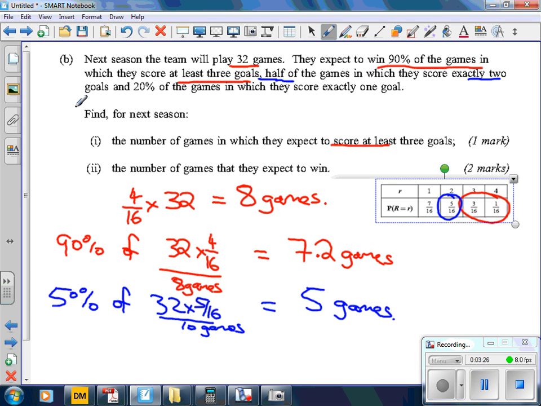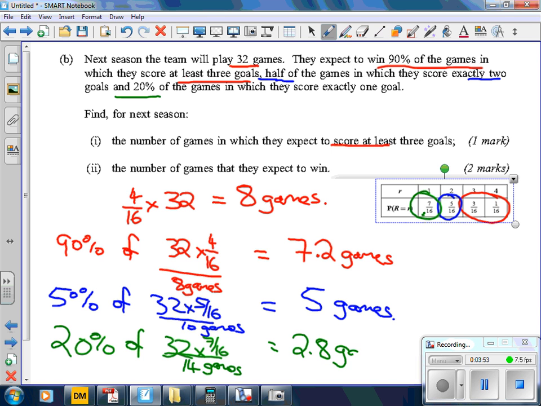And the other bit, they're going to win 20% of the ones in which they score 1 goal. So let's work out how many games that's going to be: 32 games, 7 over 16. Well, that's 14 games, isn't it? So 20% of 14 games is 2.8 games. Told you not to worry about that 0.2. Add up all of those games, and that gives them a grand total of 15 games that they would expect to win.